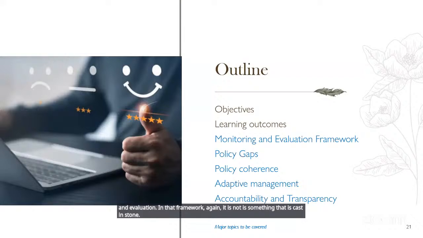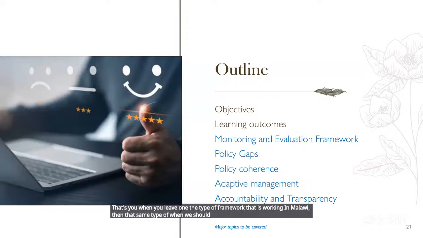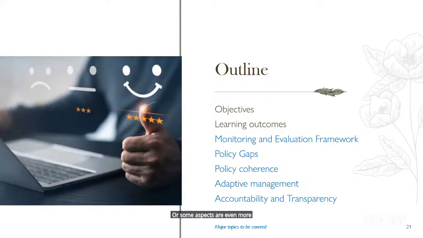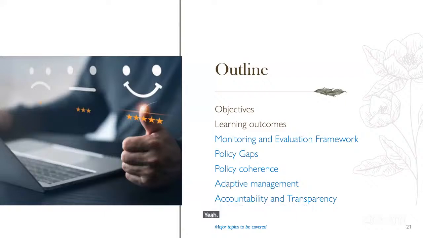That framework, again, is not cast in stone. It's not that when you have one type of framework that is working in Malawi, the same framework should be seen to be working in South Africa. You will see that some aspects are common, or some aspects are even more important in one area than in another. So here, first of all, I will give the objectives, the learning outcomes, the monitoring and evaluation framework, then policy gaps, policy coherence, adaptation, adaptive management, accountability, and transparency. Those are some of the things that are going to be covered within this presentation. Of course, tomorrow I will also talk about the policy briefs somehow.